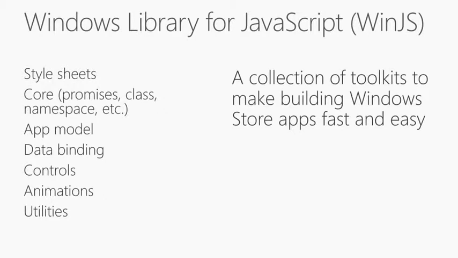So I mentioned Win.js there. So what Win.js is? Well, it's a collection of, firstly, style sheets, which style the application. There are two, light and dark, good and evil. I'm not telling you which one. There is a core, which has some really useful helper classes.